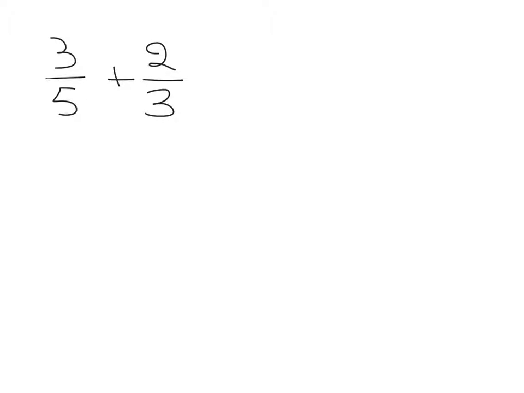Okay, here's one with different bottom numbers, so we have to make them the same. We're going to stick with smile and a kiss, so that means we are going to multiply our bottom numbers together. So 5 times 3 is 15, that's our new bottom number that we're working with.